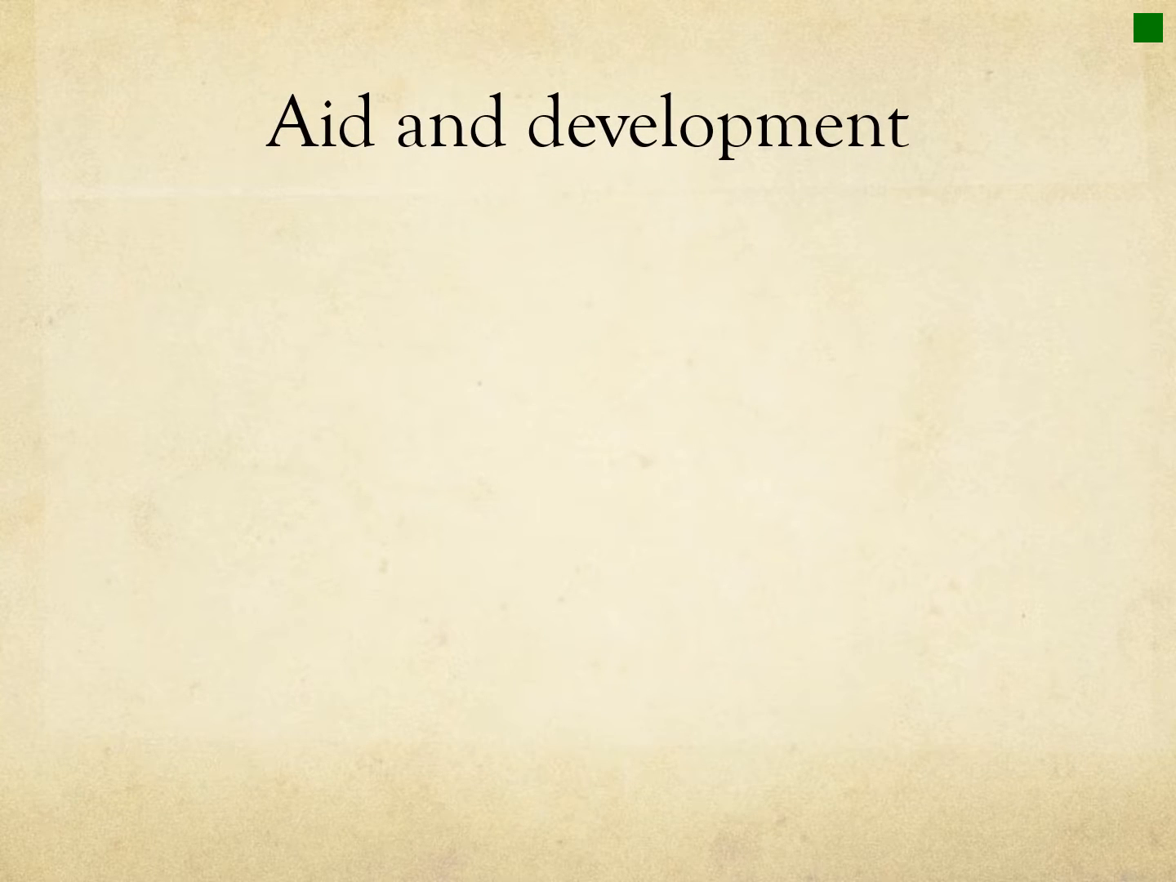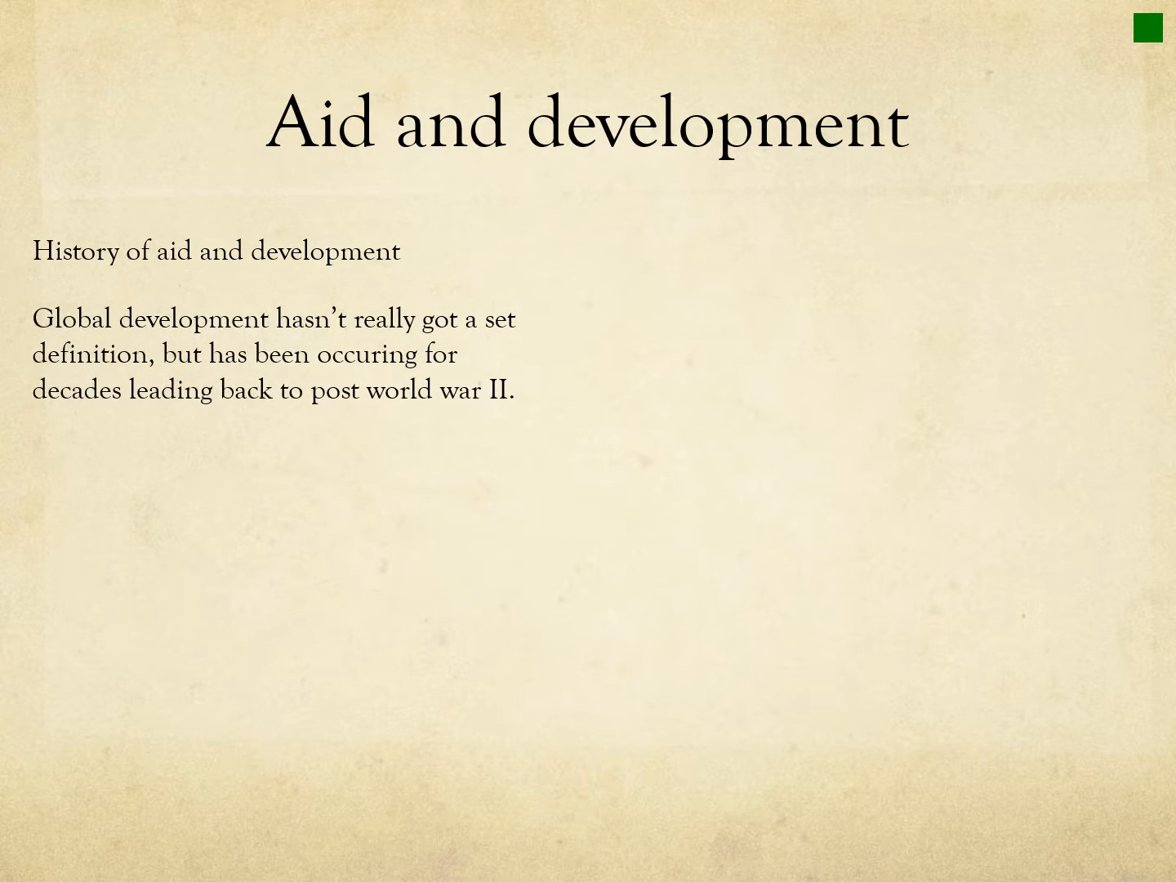In my next slide, I will just want to talk about aid in development and its history. Global development hasn't really got a set definition, but has been occurring for decades leading back to post-World War II. After the destruction the war caused, they needed mass reconstruction all over the world. From this, they made the International Bank of Reconstruction and Development, which are now part of the World Bank Group. They also created the UNRRA, which stands for the United Nations Relief Rehabilitation Administration. And they also created the International Refugee Organization.